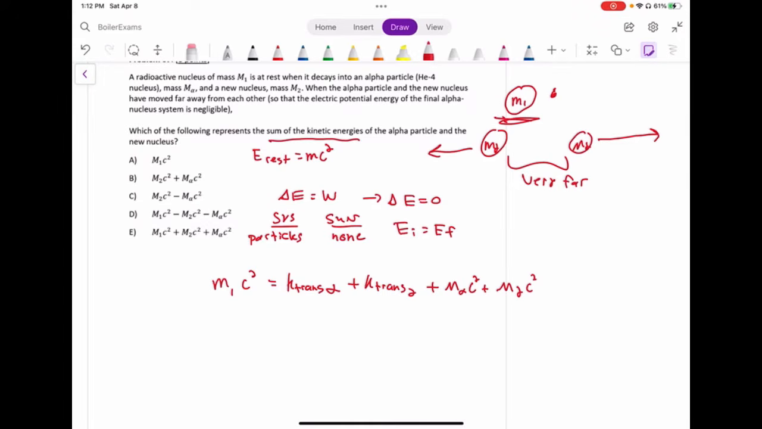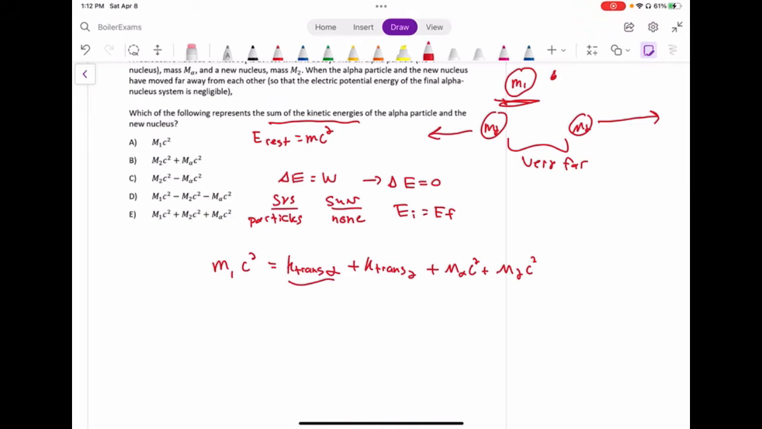And they're asking for the sum of kinetic energies, which is essentially just this. So if we want that term, we can just subtract over the others. So K trans of alpha plus K trans of 2 equals m1 c squared minus m alpha c squared. That's also going to be minus m2 c squared. There we go. And that leaves us with answer choice D, it looks like, which is good.